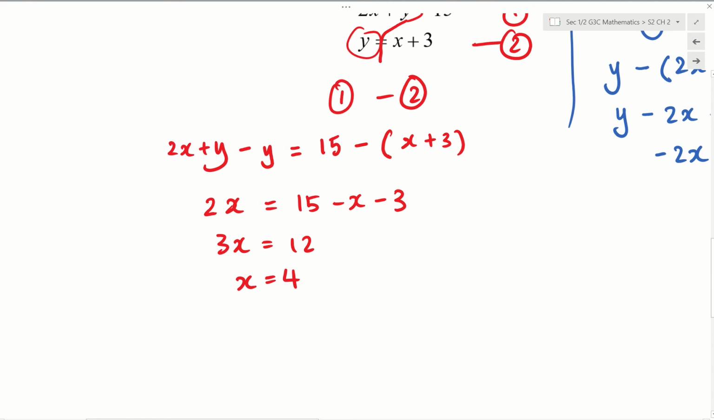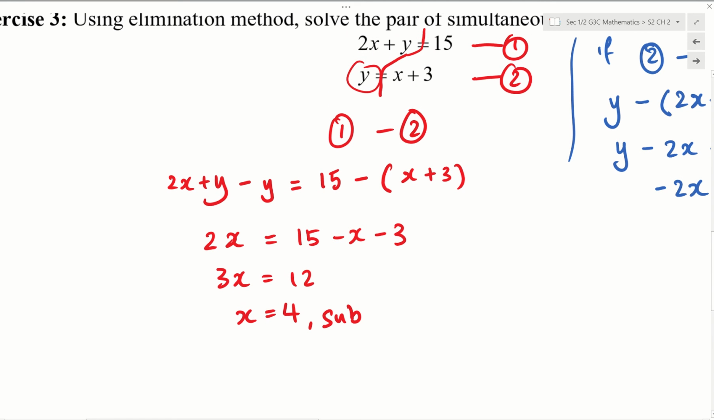Now we need to substitute this value of x into either equation 1 or equation 2. Both of them will give you the same result, and quite clearly we'll prefer to sub into equation number 2 because it already has y as the subject. So straight away you will get the answer after you do the substitution. 4 plus 3, which is 7. So these are my answers.